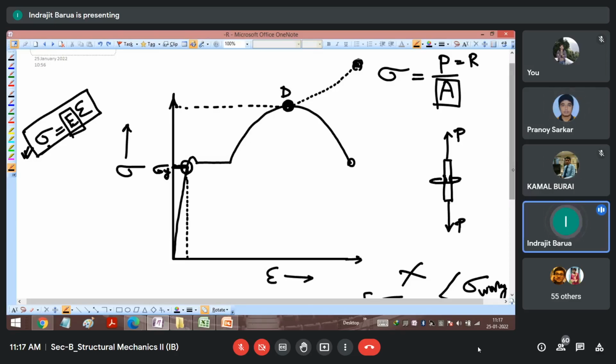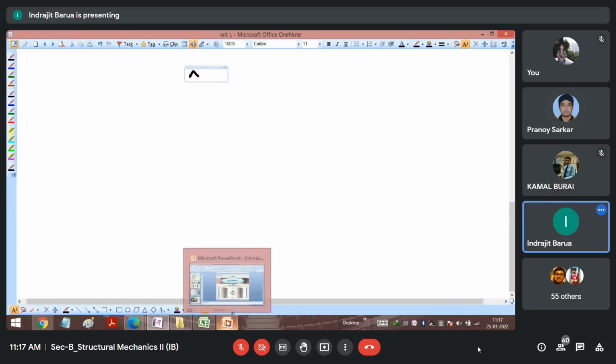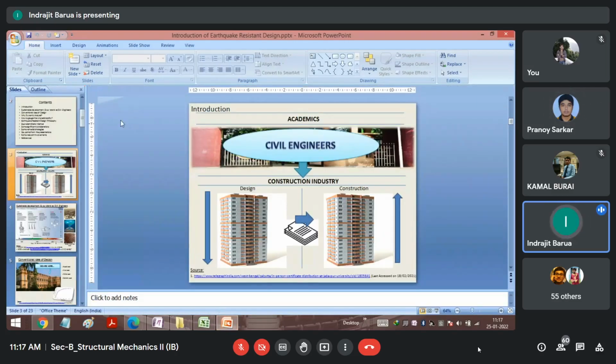Okay, so basically see what happens is, just consider any material. Let me show you, let me start it in a general way, then I'll be drawing this curve. Let's start with a very general way. You can see a PPT. I have just shared my whole screen, that's why you can see, right?